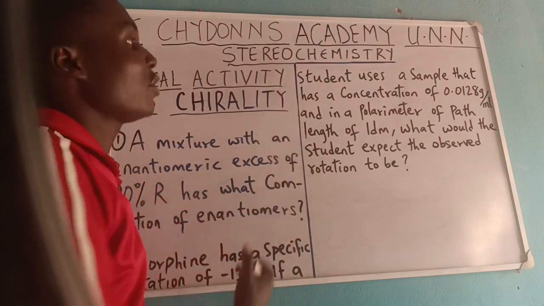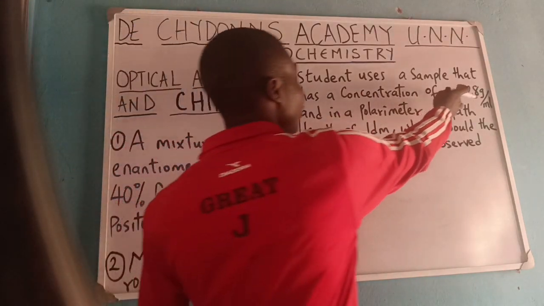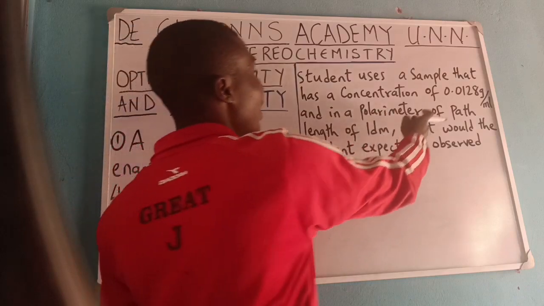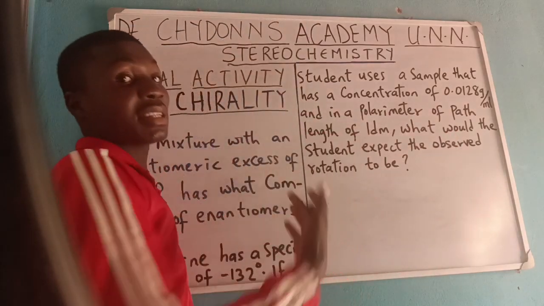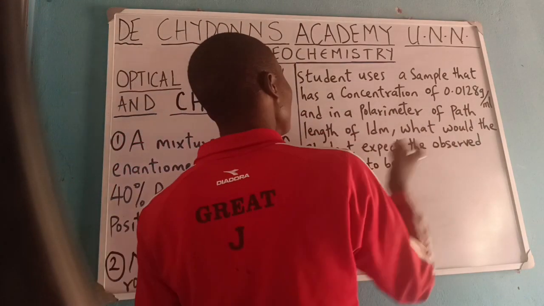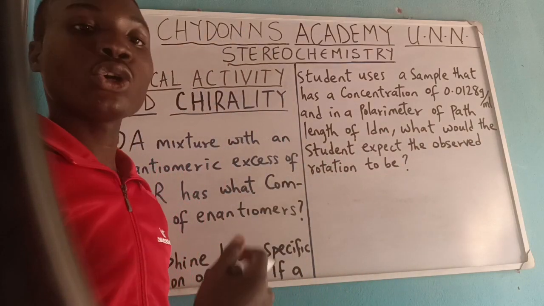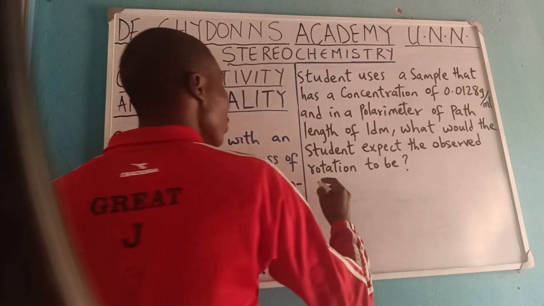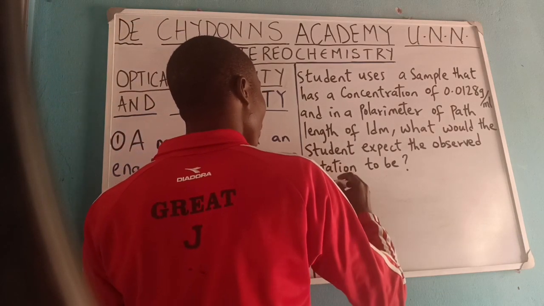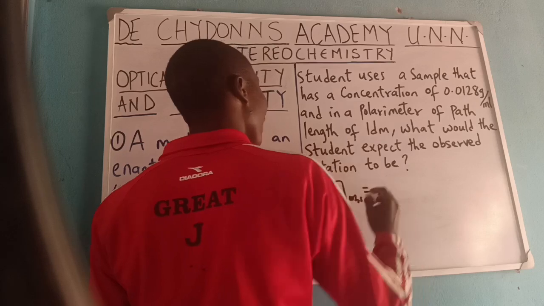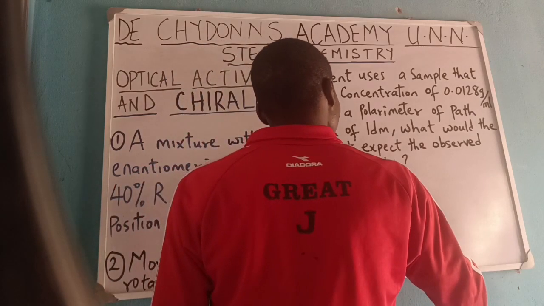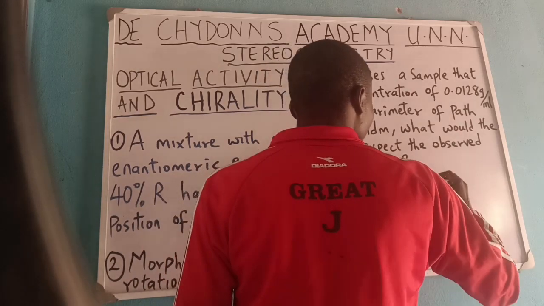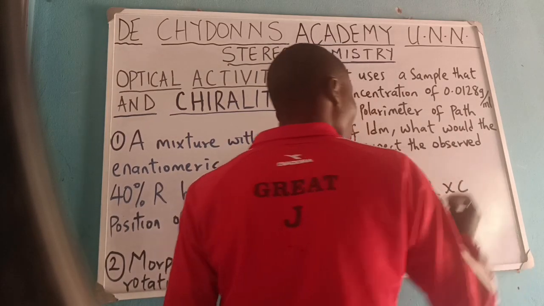Now, if a student uses a sample that has a concentration of 0.0128 gram per mole in a polarimeter of path length of 1 dm, that means it's a standard polarimeter, what would the student expect the observed rotation to be? So the thing we have to do quickly is write down our formula. The observed rotation we already know is equal to specific rotation times path length times concentration.